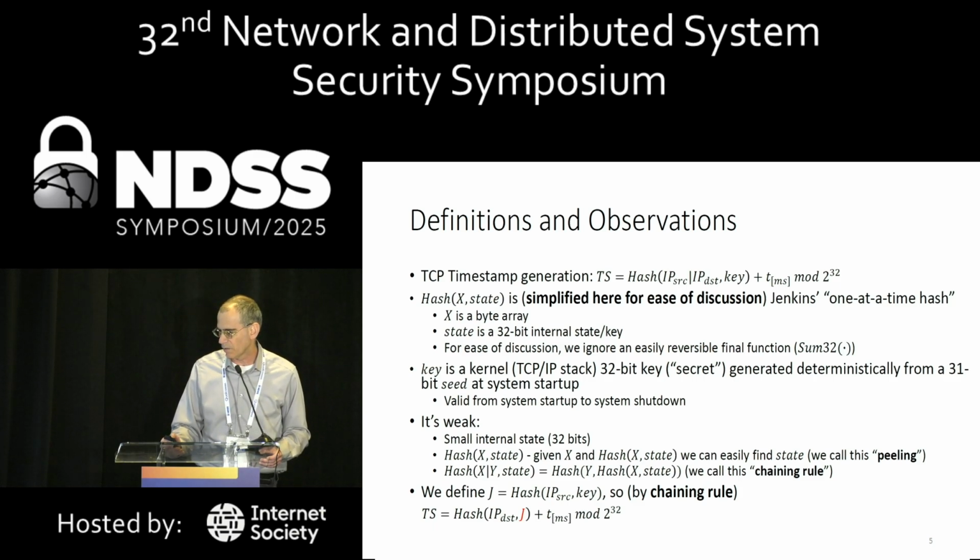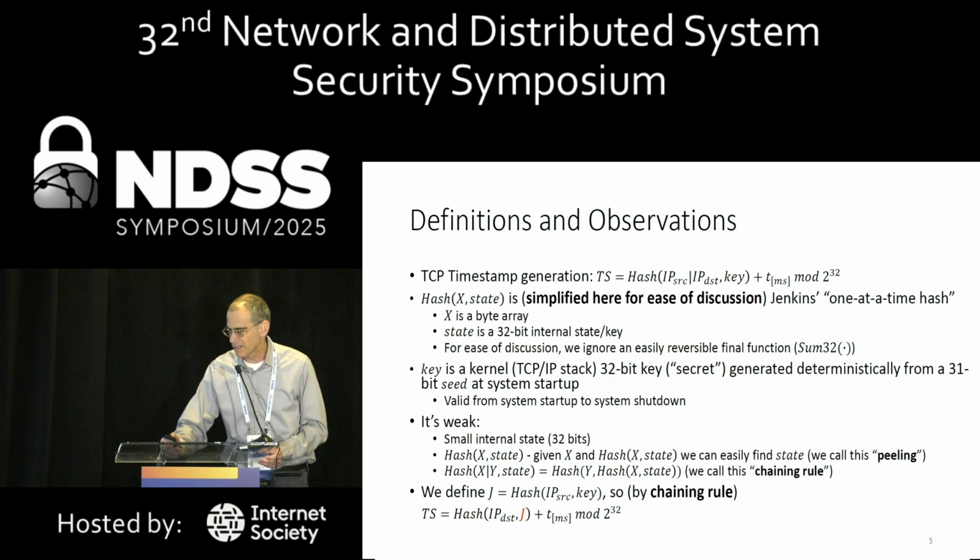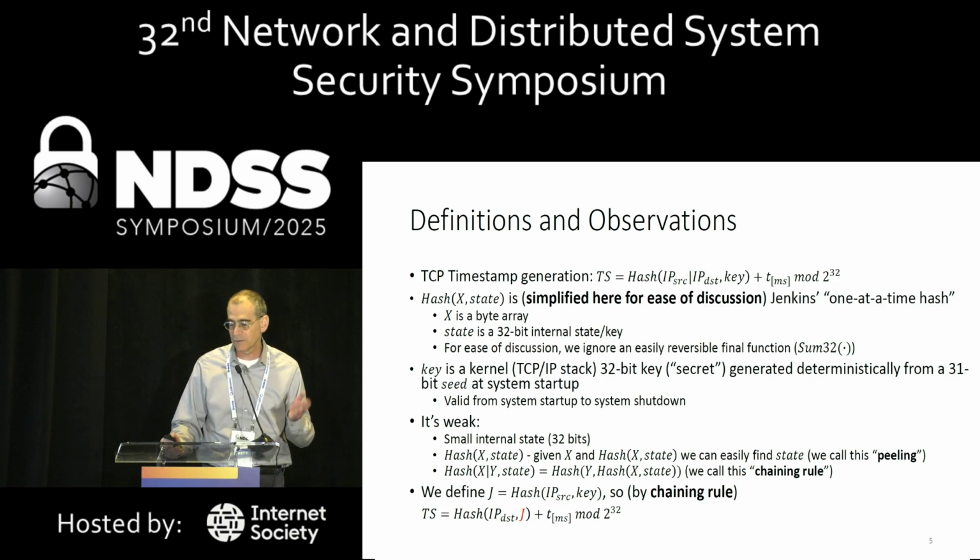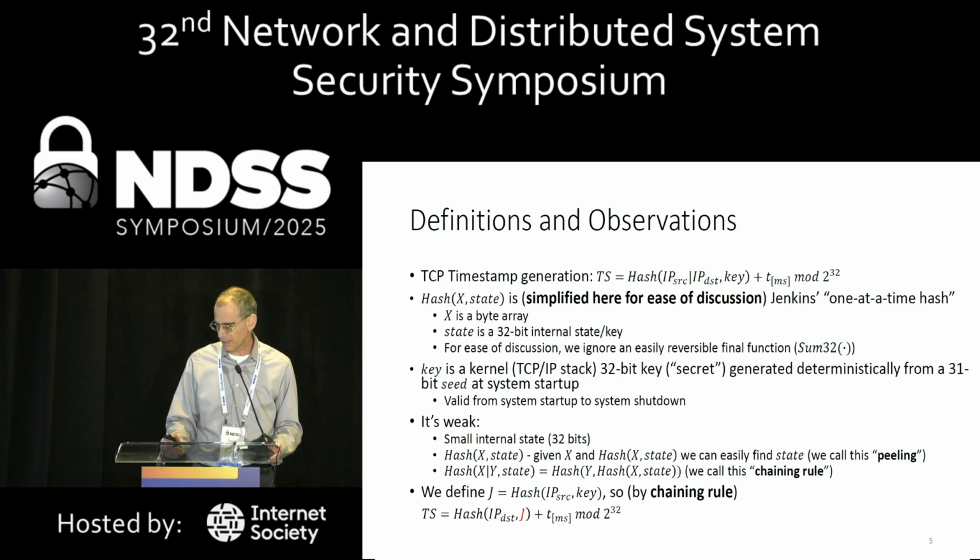It's a hash of the source IP concatenated with the destination IP with a secret key, plus a time in milliseconds. And this hash function is simplified here for the ease of discussion: Jenkins one-at-a-time hash, where X is an array of bytes and state is a 32-bit internal state. And the key that I mentioned is generated at kernel startup. It's one of the TCP secret keys, and it is generated deterministically from the 31-bit seed, which makes it valid from system startup to system shutdown. And the hash function itself is weak because it has only a small internal state, only 32 bits.